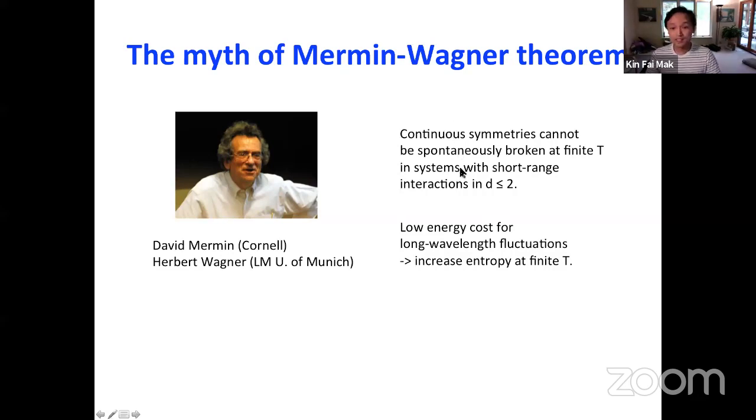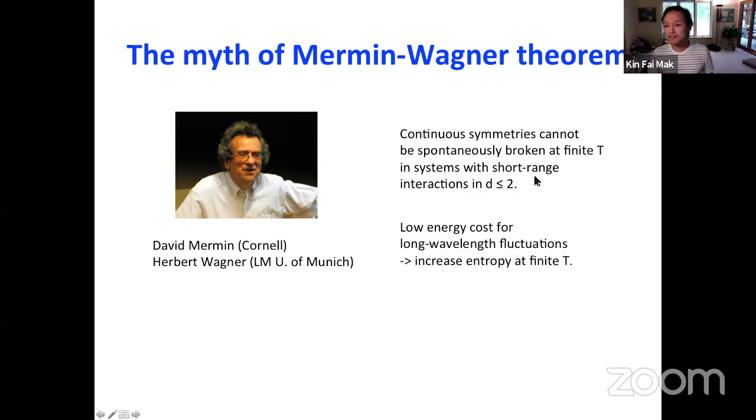And it states the following: that continuous symmetries cannot be spontaneously broken at finite temperature in systems with short-range interactions in dimensionality less than or equal to 2. And the reason for that is the very low energy cost to create very long wavelength fluctuations for continuous symmetry systems. And so the system at any finite temperature will prefer to increase the entropy to minimize the free energy rather than staying in an ordered state.